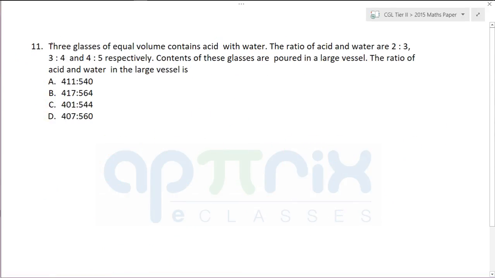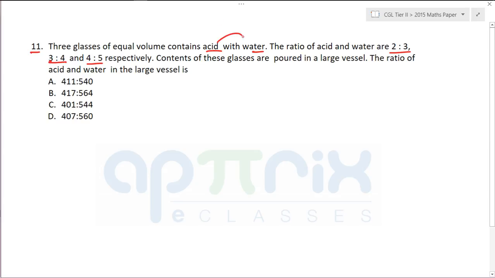Question number 11. Question number 11 says 3 glasses of equal volume contain acid with water. The ratios of acid to water are 2:3, 3:4 and 4:5. Amit, I'll explain the deviation approach in some other session. First, I need to teach deviation, right? Read this out. Contents of these glasses are poured into a large vessel. The ratio of acid and water in the large vessel is going to be? So how to solve this particular question?